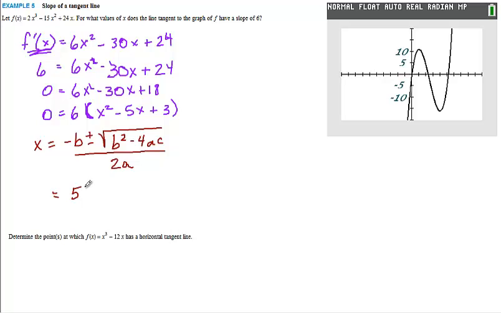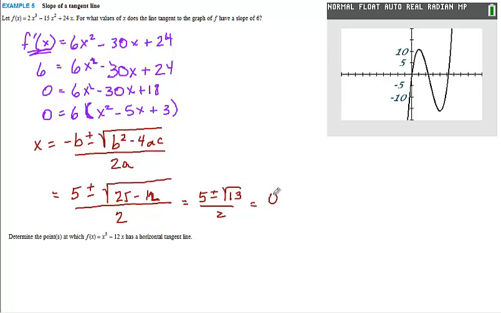So minus b, that'd be a 5 plus or minus square root of b squared. Negative 5 times negative 5 is 25. 4 times a times c, that would be a 12. It's ugly 12. All over 2 times a, that would just be a 2. So this would be 5 plus or minus square root 13 all over 2. Crunching those numbers, if you want to, you'll get something like 0.697 for the minus one, and for the plus one you get 4.303.